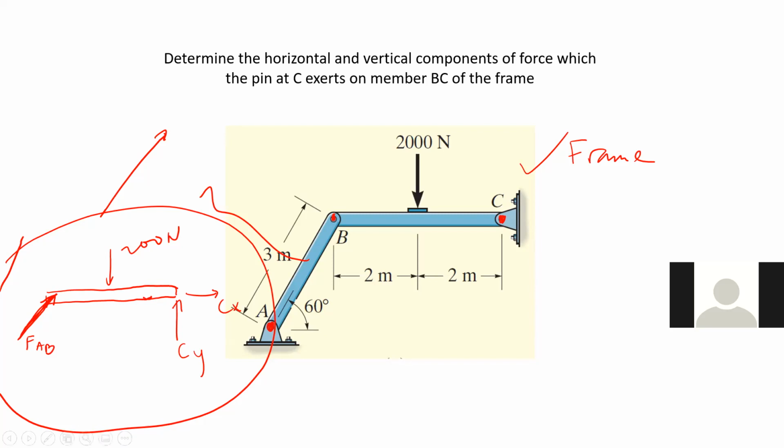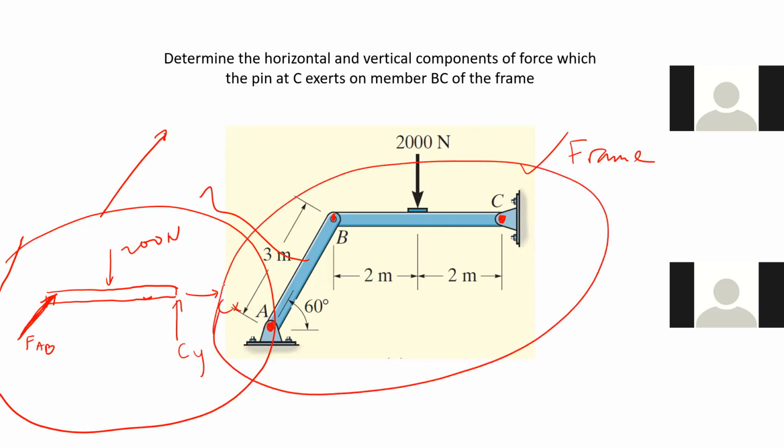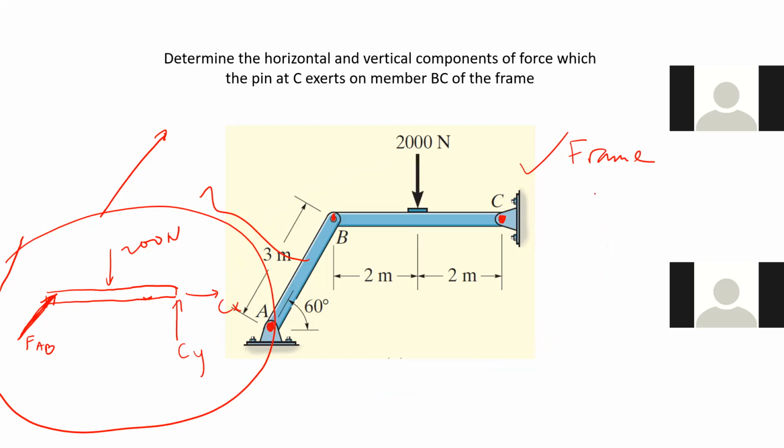Davi Rizky. Hello, Davi. Yes, sir. Okay, Davi. For this particular problem, Davi, do we have a two force member here or not? Yes, sir. AB. AB, yes, correct. AB is a two force member. So that's the first step to solve this particular problem. Okay, AB is a two force member.